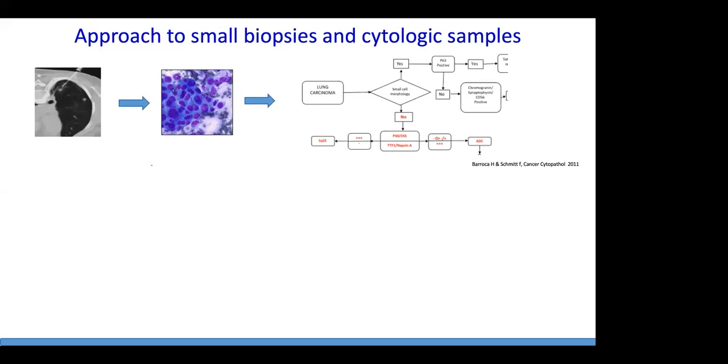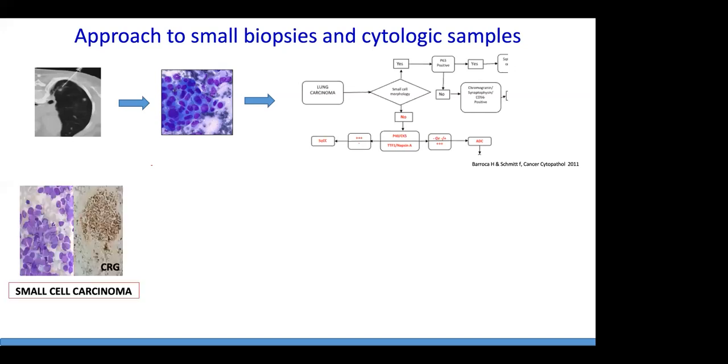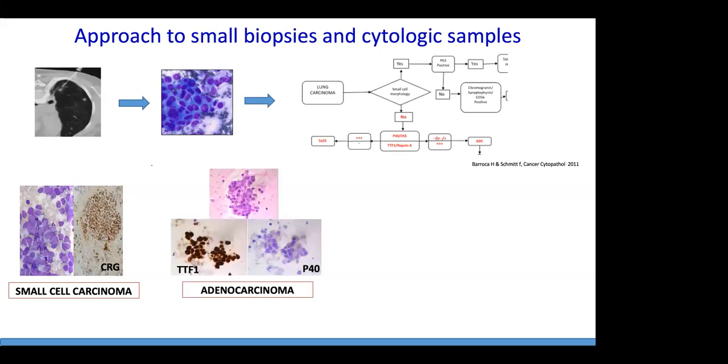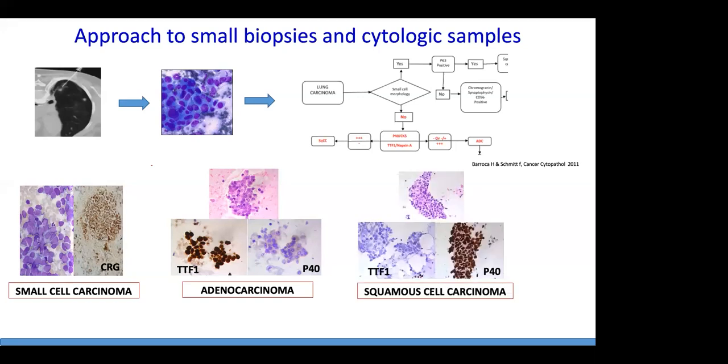Okay. So if it is a known small cell lung cancer, I need to say this is an adenocarcinoma or this is a squamous cell carcinoma. If it is a small cell, I do neuroendocrine markers and I classify. If it's a non-small cell, I do TTF1 and P40, and then I can classify this is an adenocarcinoma, then a squamous cell carcinoma.